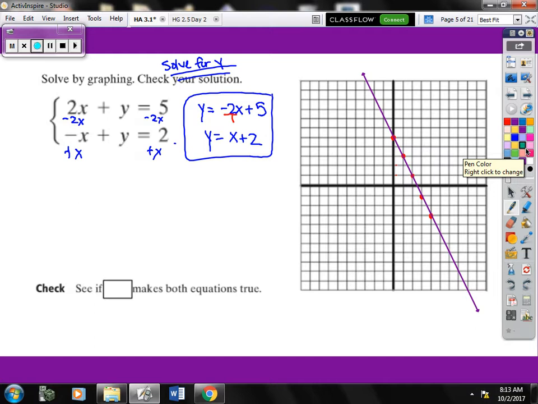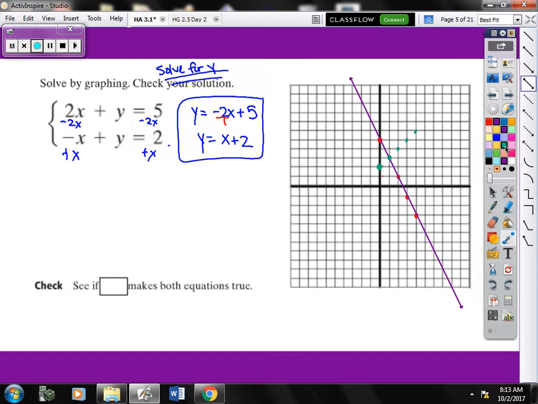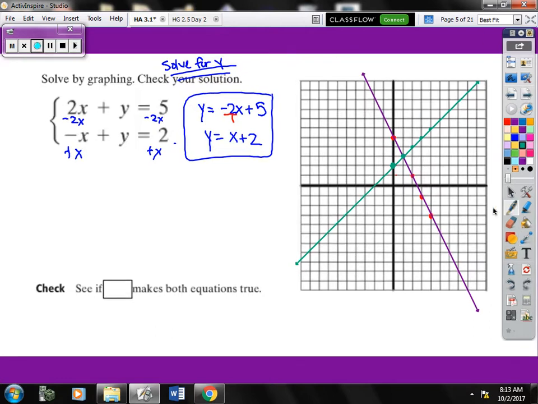And then we'll also start at our y-intercept of 2 and count up 1 and over 1. You can see right away that that's where they cross. You are technically supposed to continue the graph if it says solve by graphing. So this is my answer, which would be (1, 2).